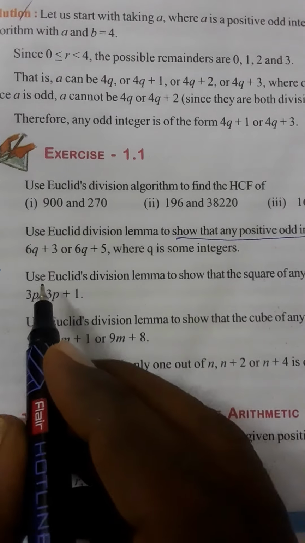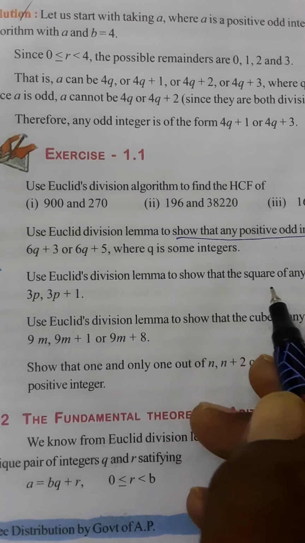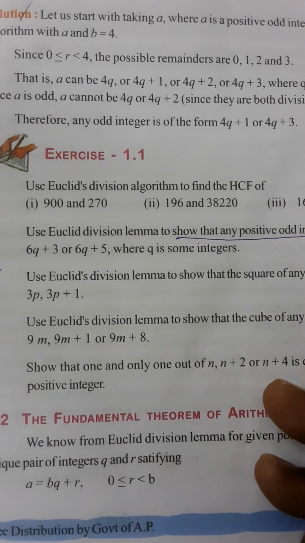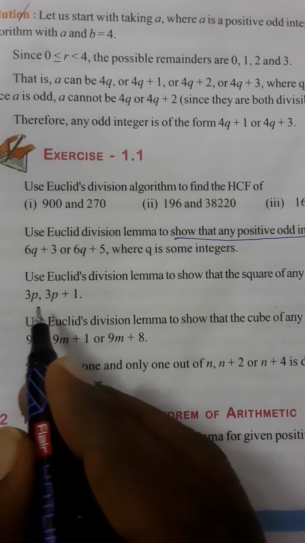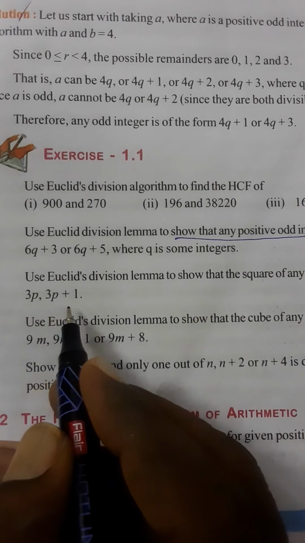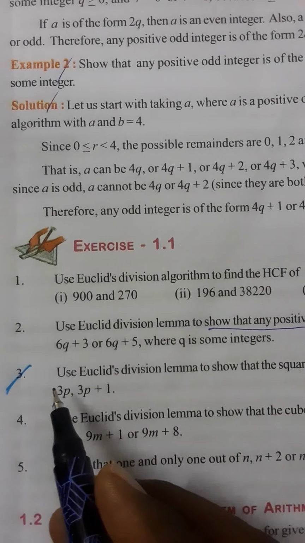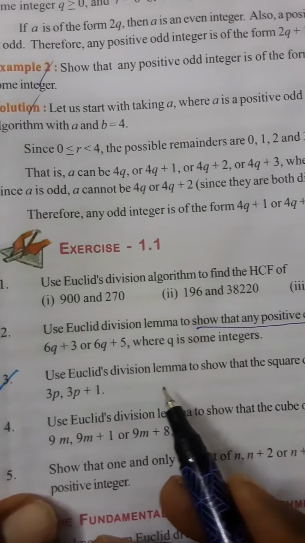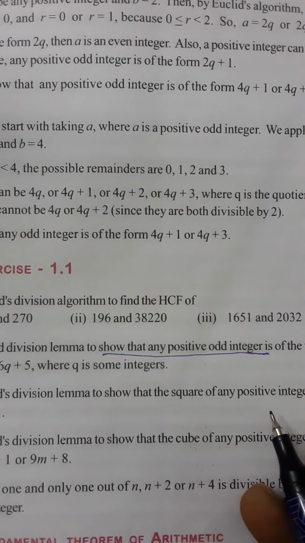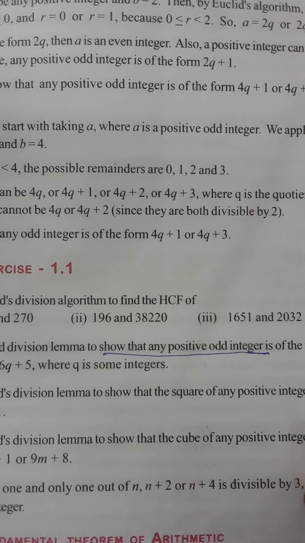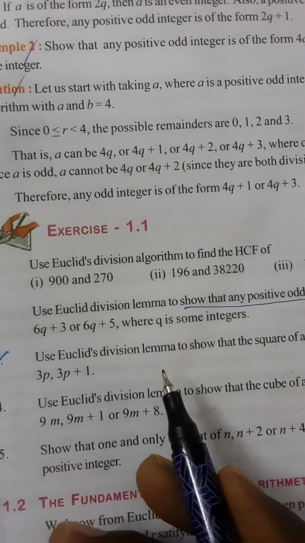Question number 3. Use Euclid's division lemma to show that the square of any positive integer is of the form 3p or 3p plus 1. Read this question carefully. Use Euclid's division lemma to show that the square of any positive integer is of the form 3p or 3p plus 1.